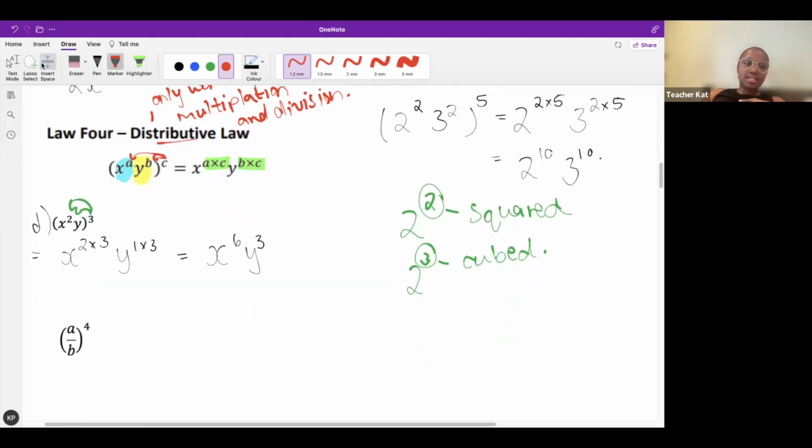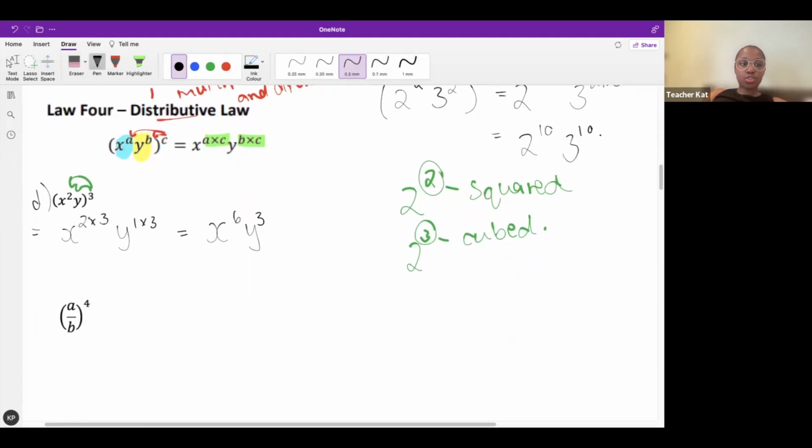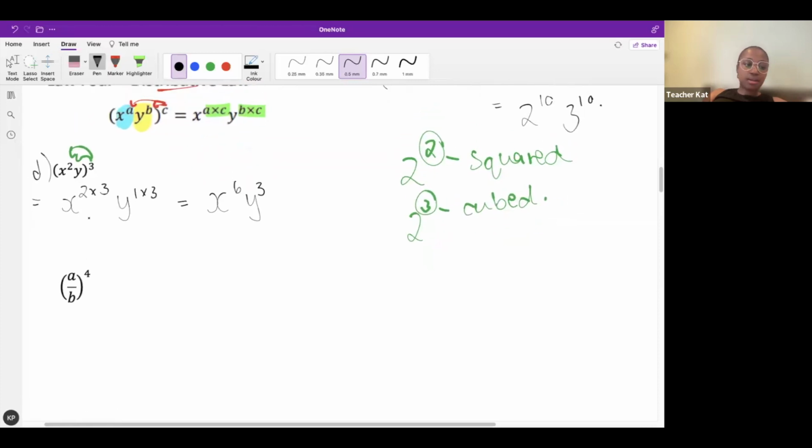So with that being said, number E is an example of when you would use it while dividing. Okay, a divided by b, all raised to the power of 4. This will be a to the power of 1 times 4 divided by b to the power of 1 times 4, which means my final answer will then be a to the power of 4 over b to the power of 4. All right. I hope I made sense with that one.